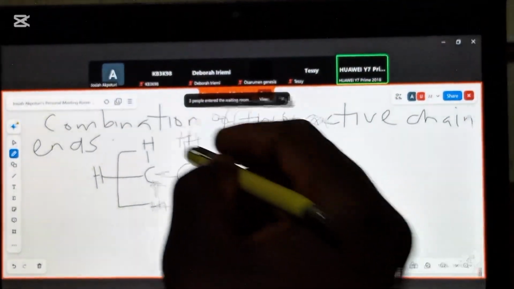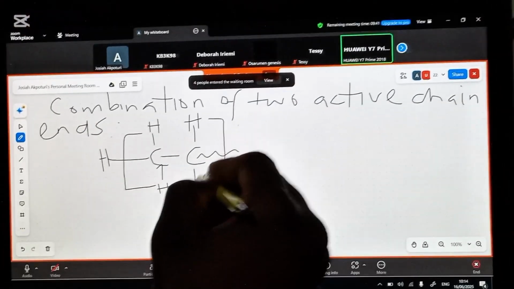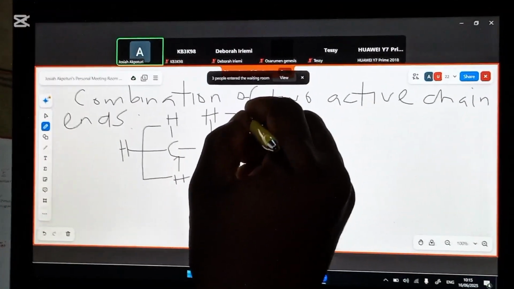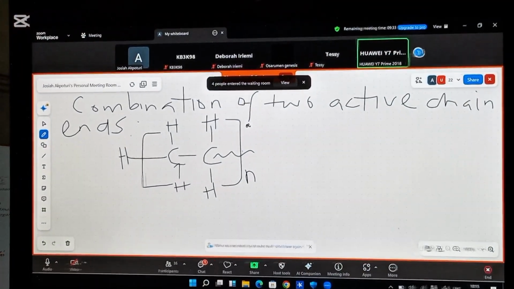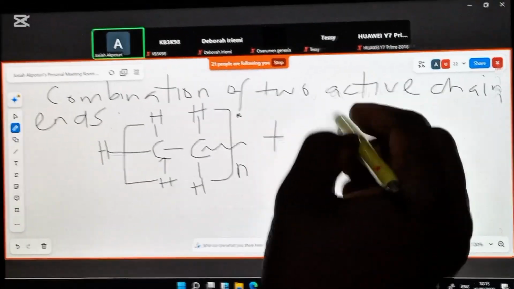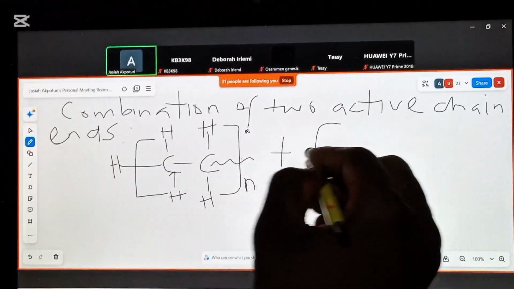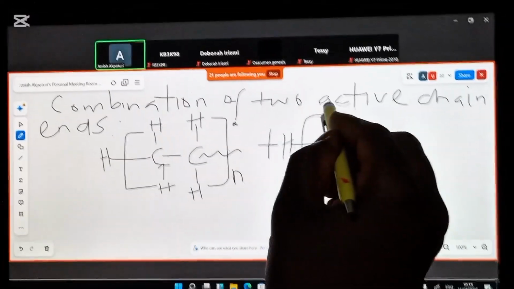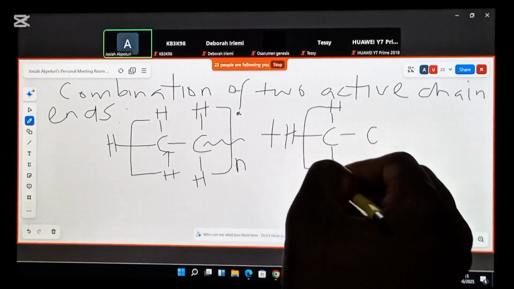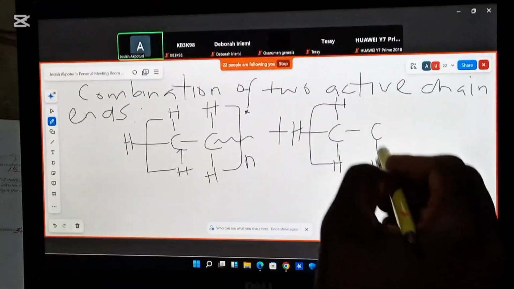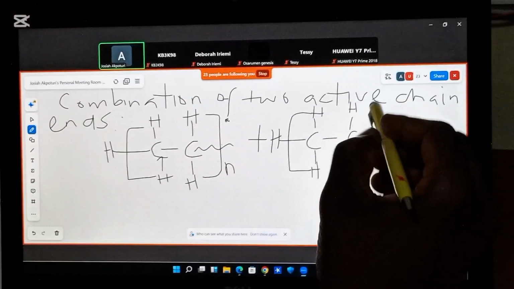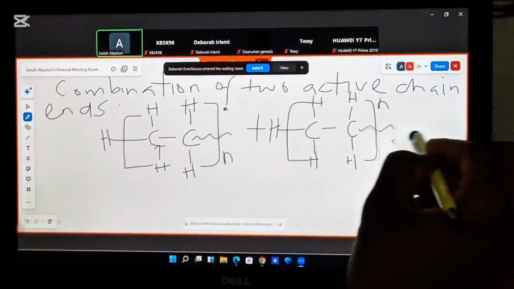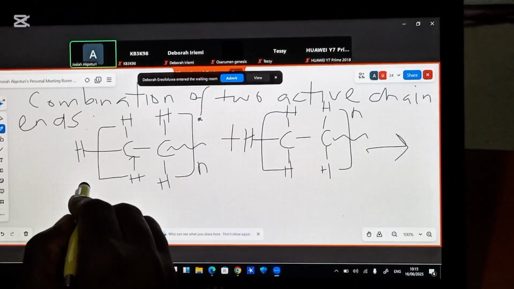You see that alternating pattern? It is called a repeating unit of that monomer. If you have two of them like that, that is two active sites. That is the meaning of two active sites. If you have two of them like that, the radicals will cancel each other. So if the two react, that is a polymer radical. This is a polymer radical.